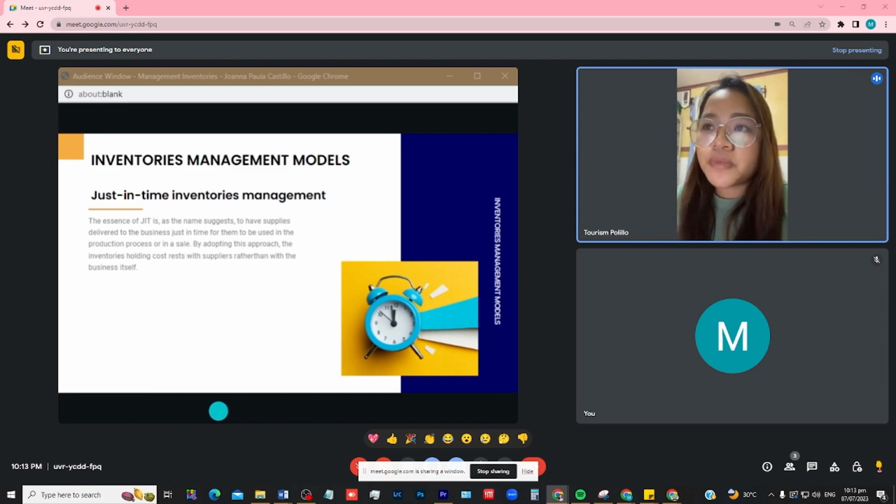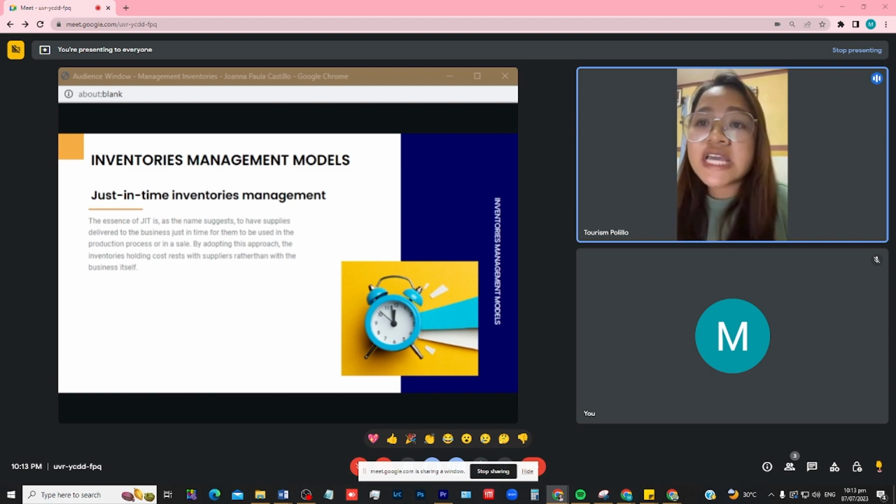The next model is what we call just-in-time inventories management. So the essence of JIT, as the name suggests, is to have supplies delivered to the business just in time for them to be used in the production process or in a sale. By adopting this approach, the inventories holding costs rest with the suppliers rather than with the business itself.